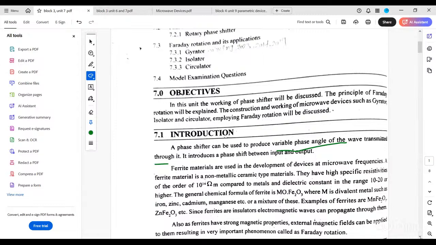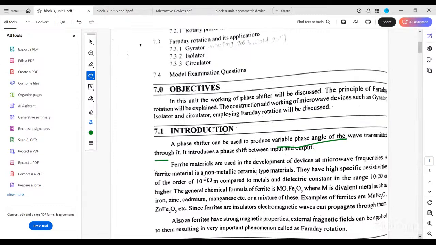Next, suppose from the input side to the other side, in the middle, I'm using ferrite material. Which type of ferrite material is it? From input to output side, I'm using ferrite material, which is used in the development of devices at microwave frequencies. This ferrite material is a non-metallic ceramic type of material.